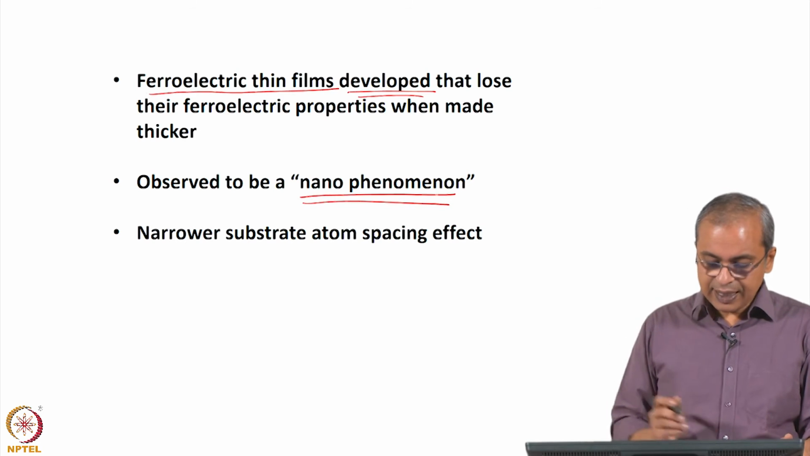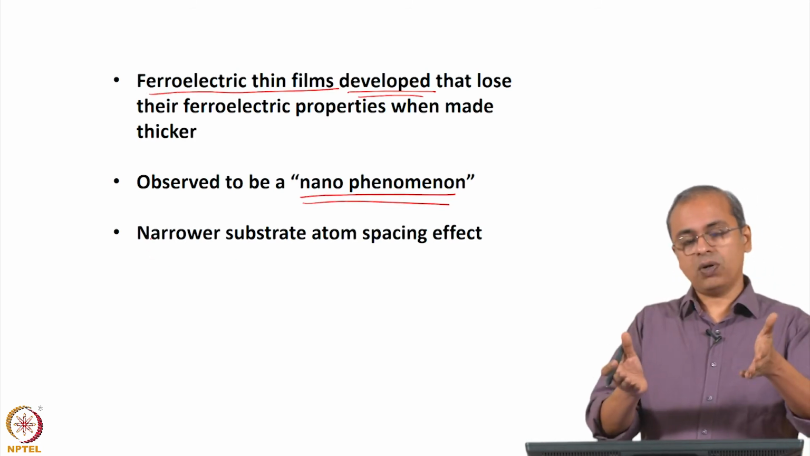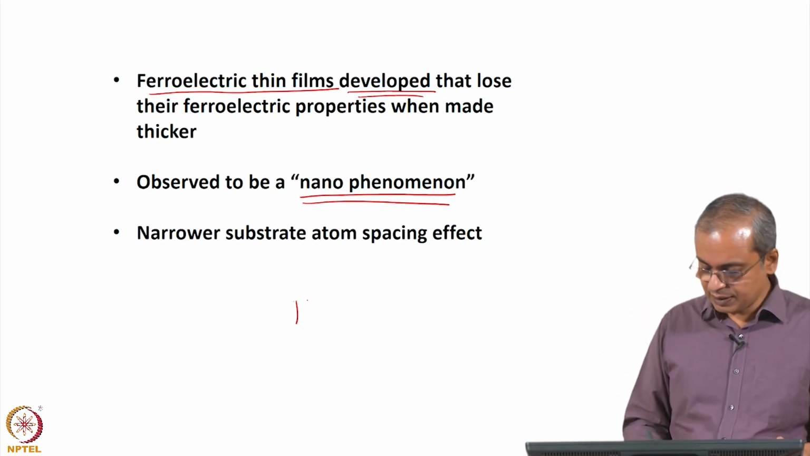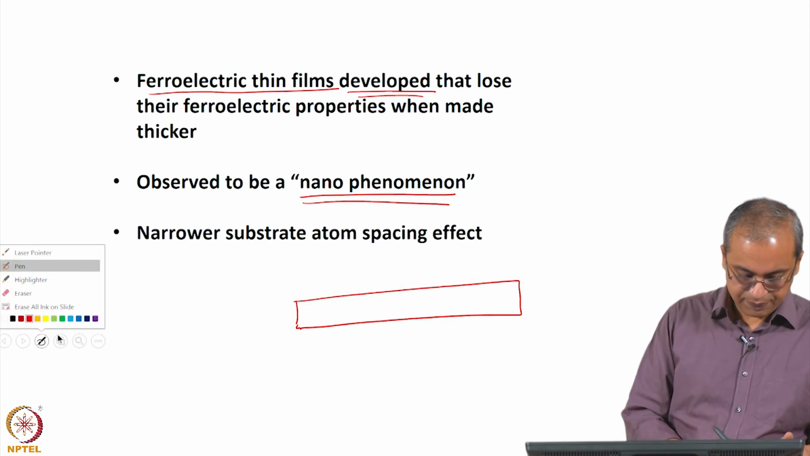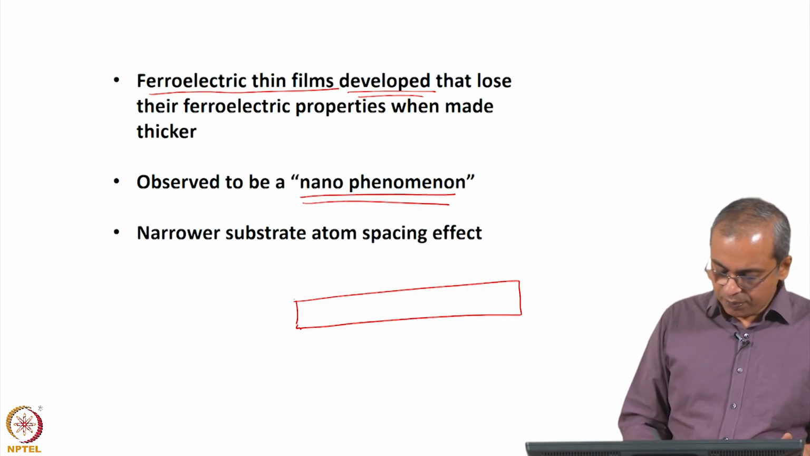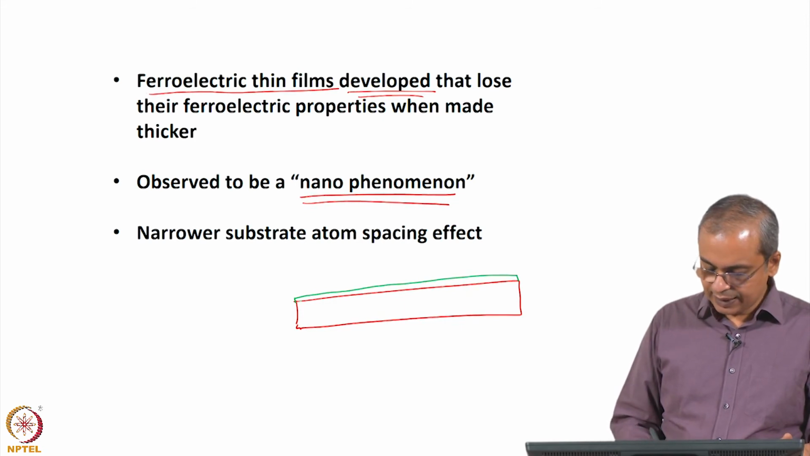And when they studied it, they found one of the critical parameters was the substrate on which they were making the film. So, you have usually this kind of a substrate, some solid material which is strong, and on top of that you deposit the film, right, and then that is how you study the film.